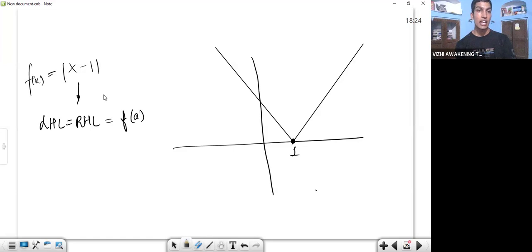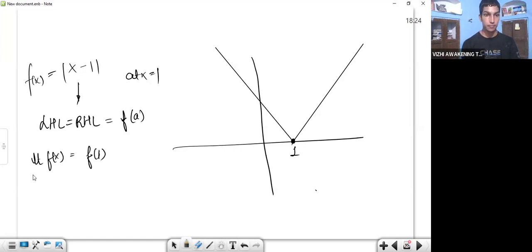Here, as we are checking at x equals 1, we will be checking that the limit of the function as x tends to 1 must equal f(1), and we have to further check the left hand limit and right hand limit. Okay, shall we do it? Let's do it.